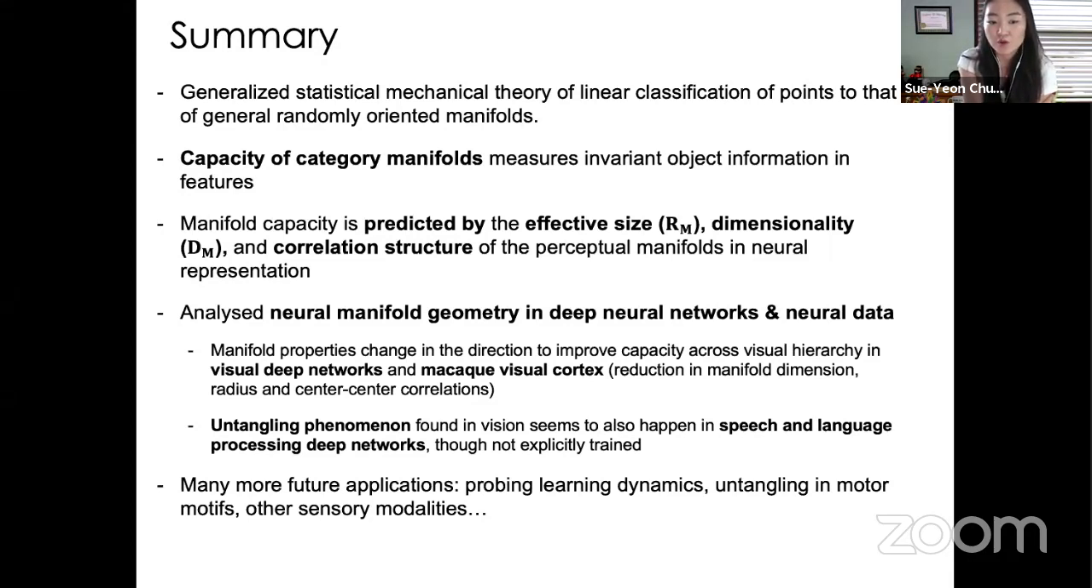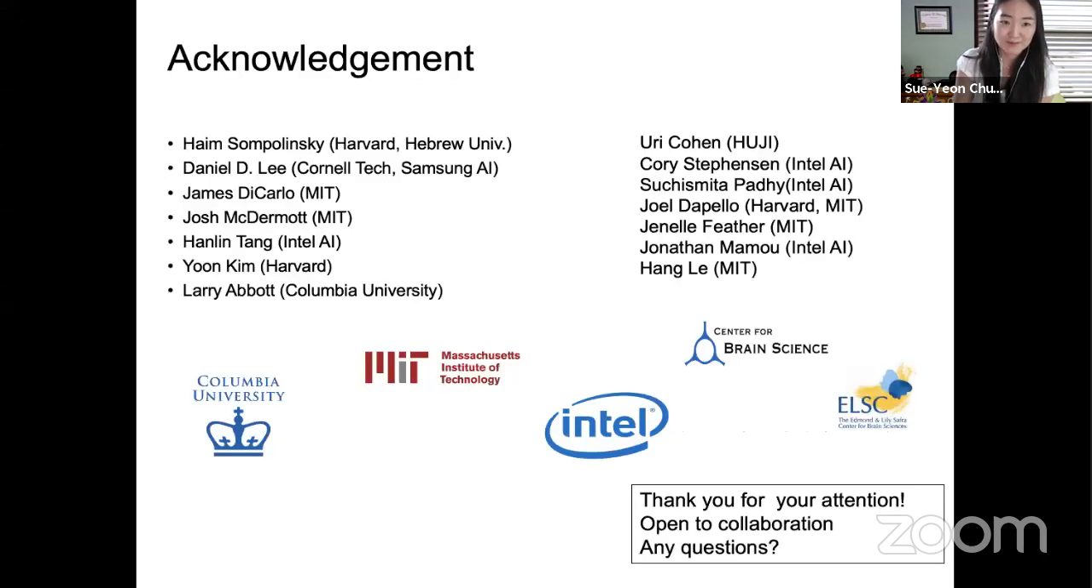And we've shown that you could use this in the vision and speech and language models, but there's also a lot of exciting future applications, perhaps probing learning dynamics, checking the untangling in motor motifs or other sensory modalities. So there's a lot of exciting future work.